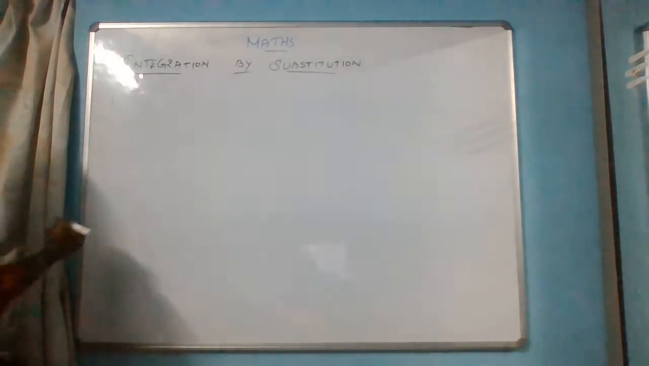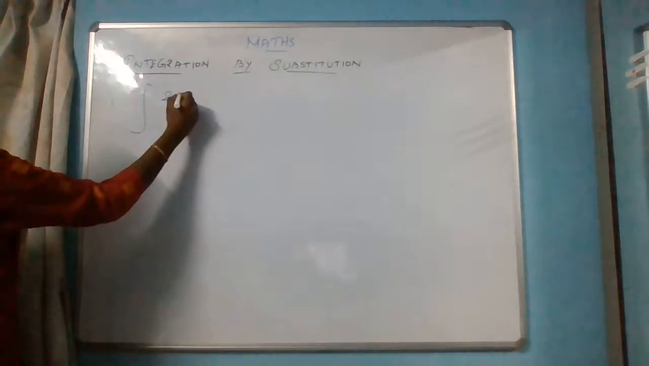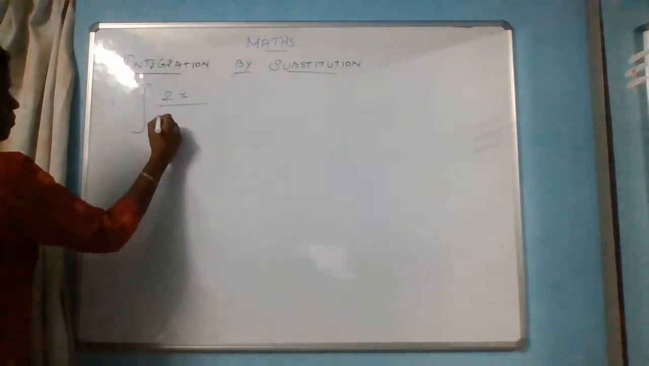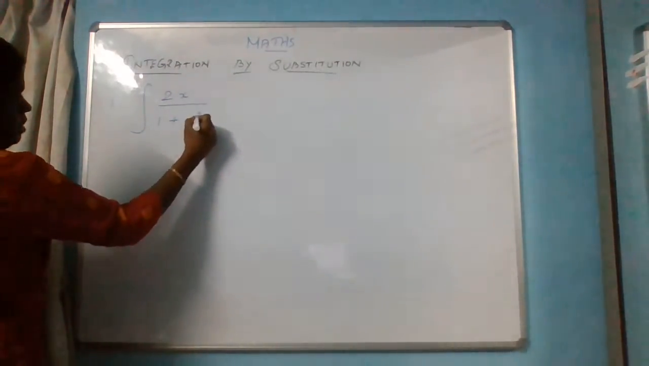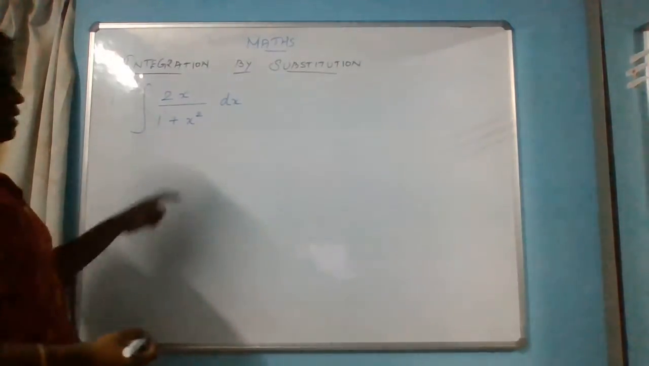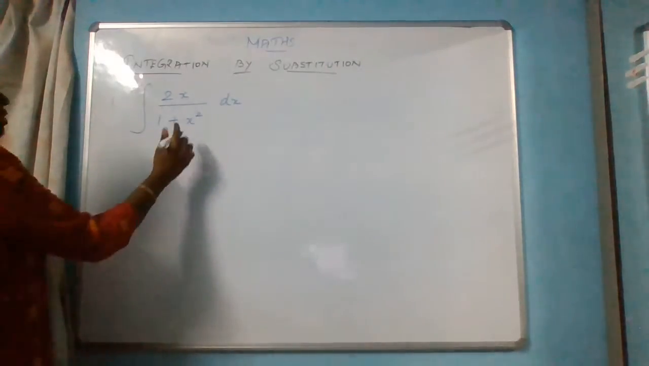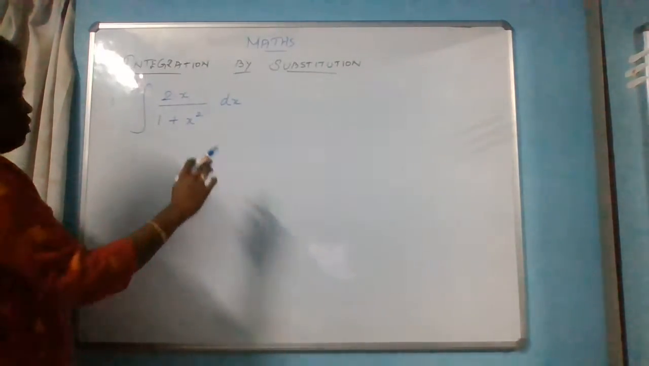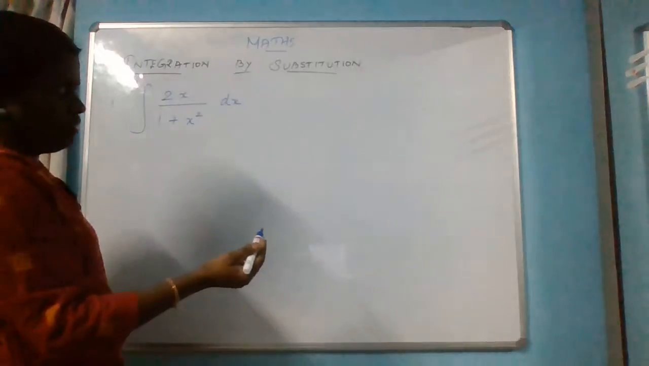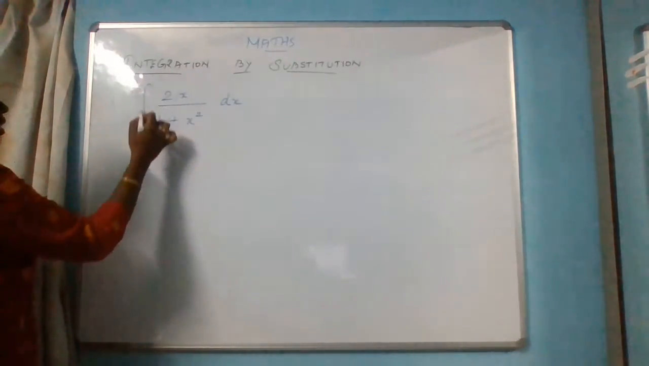You are supposed to integrate the integral of 2x by 1 plus x squared dx. The problem given is integral 2x by 1 plus x squared dx. So how to integrate this? We do not have any formula. We have a formula only for x power n: integral x power n is x power n plus 1 by n plus 1. So how to integrate this?